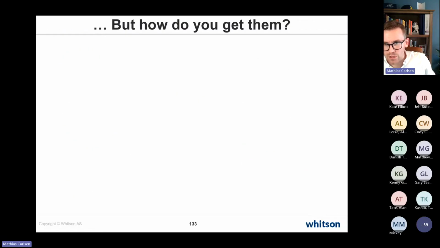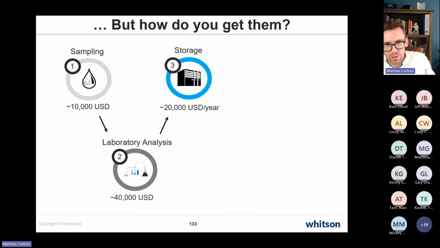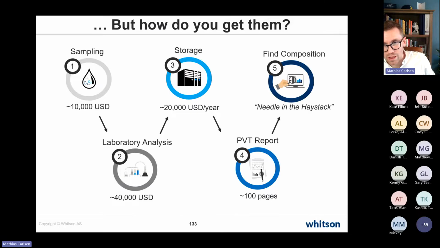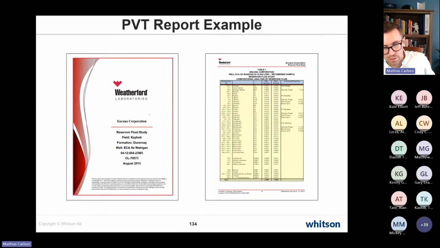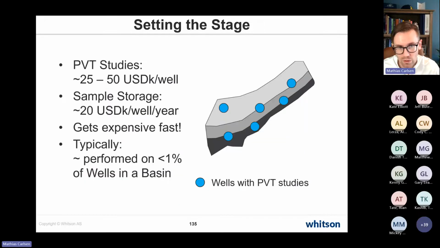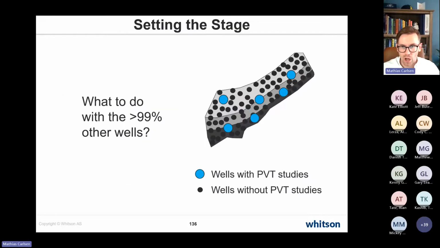And how do we really get compositions? Well, one way of doing it is to go to the lab and measure the composition in the lab. That is a viable solution. It typically costs a lot of money, especially if you start to store it and whatnot. And we also already looked at the PVT report example, and you could see in that PVT report there were hundreds and hundreds of pages with compositions, and finding the right composition to use is sometimes tricky. So that's why typically less than 1% of the wells in the basin have these recombined well stream compositions measured for them. So what do we do with the 99% of the other wells?